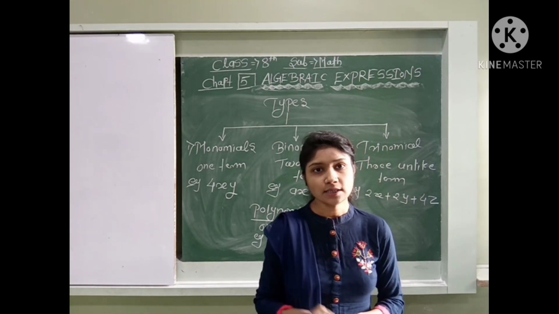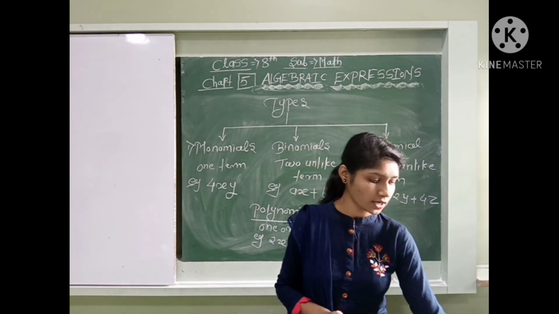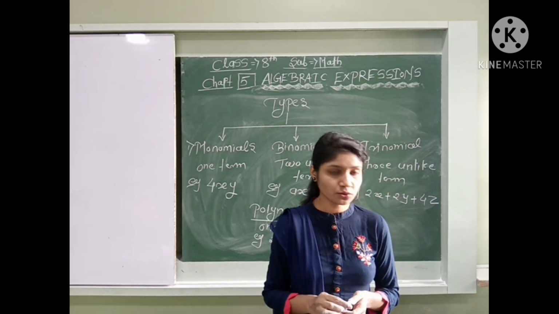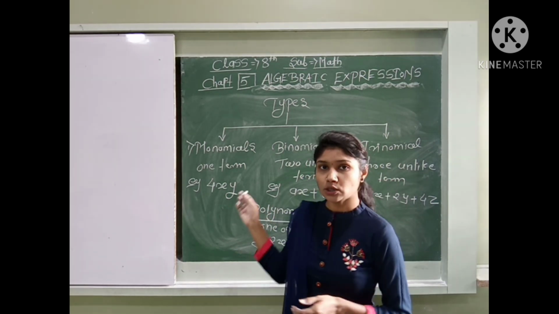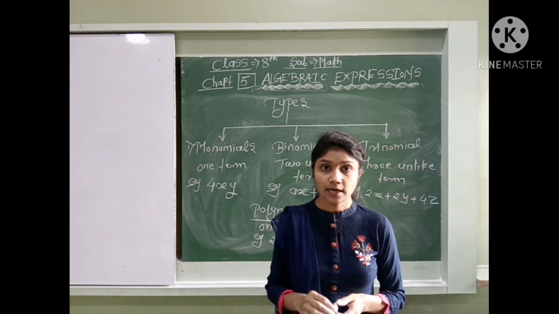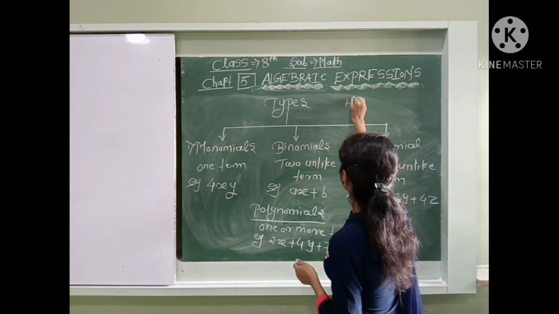Okay. Now, student, after these types of algebraic expression, we have one Try This. Try This, fifth, the first one. So what you do? First, you have to watch this video properly, and note down all the points in your notebook. After that, you have to solve the Try This homework.